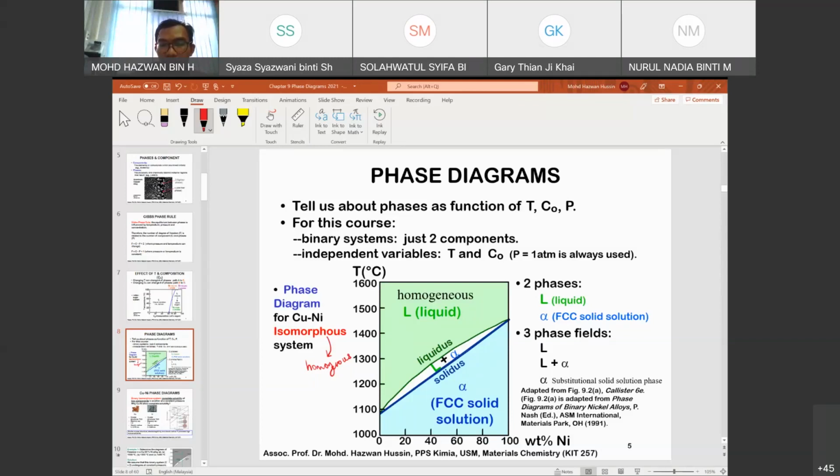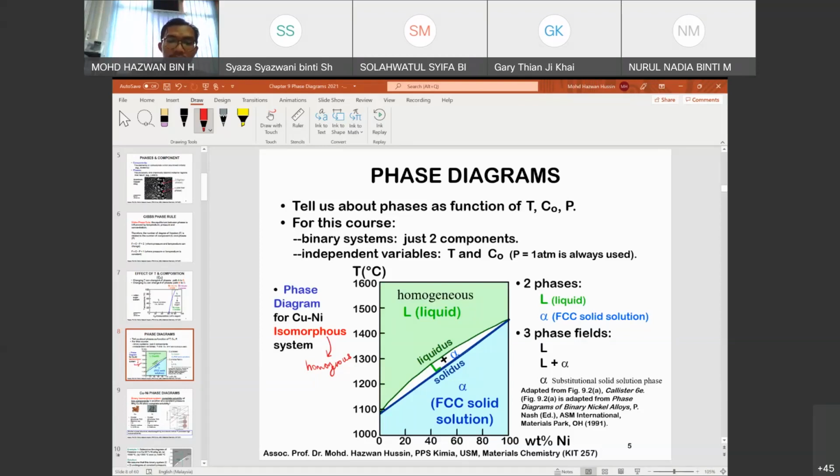So in this course, for KIT 257, you will learn about binary systems, which means that you will learn about just two components, and at the same time, the independent variables. So temperature and also composition that we always consider. So we are not looking at pressure or other things. Okay, normally it's just temperature versus composition.